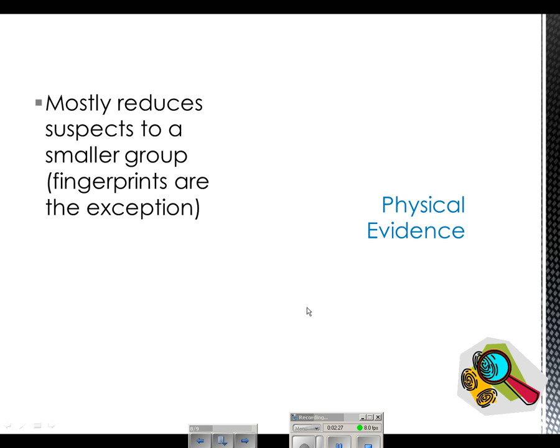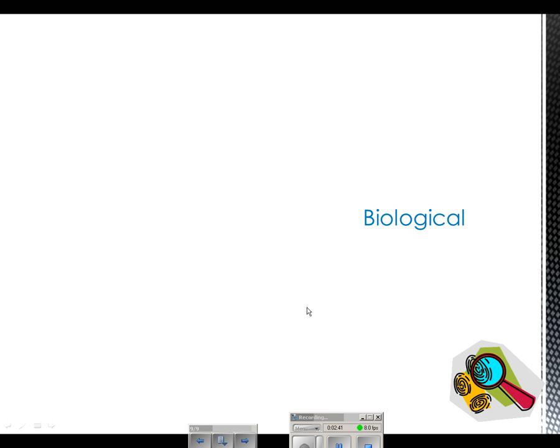Physical evidence just describes evidence that narrows a suspect to a smaller group. Fingerprints are the only exception to this because they're individual evidence. So typically physical evidence tends to be class evidence, but it's something that you're actually going to be able to see. It's tangible. Things like impressions, fibers, weapons, bullets, and casings.